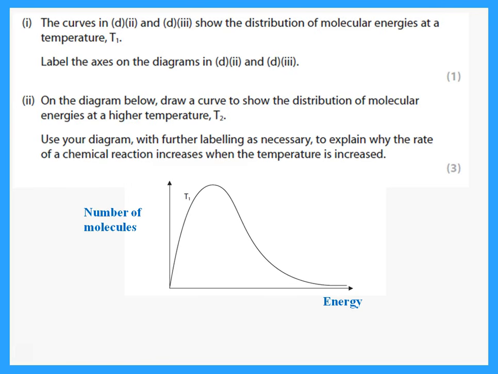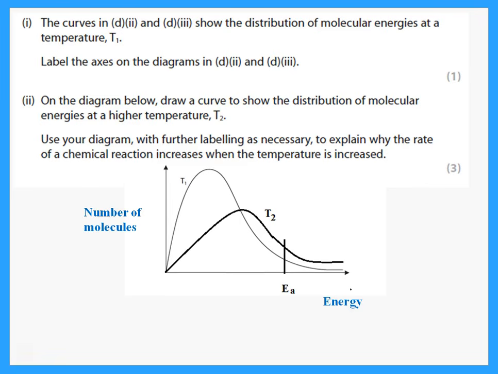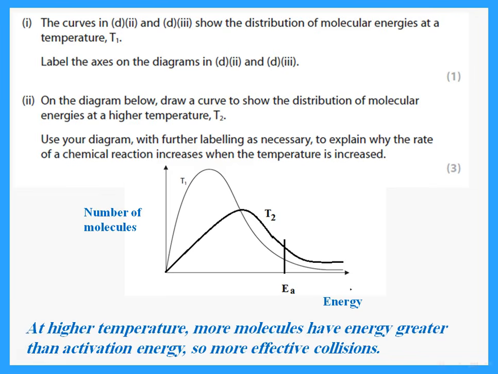Now, on the diagram below, draw a curve to show the distribution of molecular energies at higher temperature. Again, what would the curve look like at a higher temperature? It will look like something like this. We said the peak will be lower and the graph will shift to the right. Use your diagram with further labelings as necessary to explain why the rate of a chemical reaction increases when the temperature is increased.